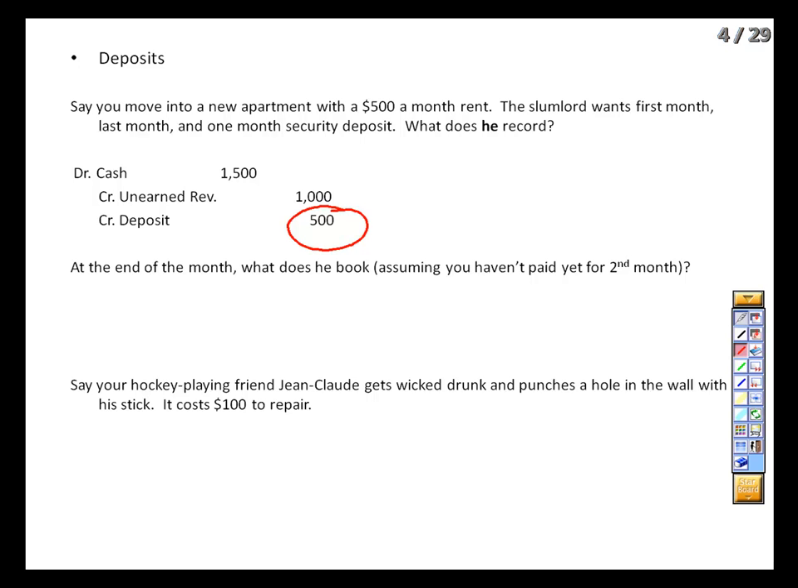At the end of the month, what does he get to do? He'll recognize the fact that he's earned a month's rent, and he'll recognize that as revenue.